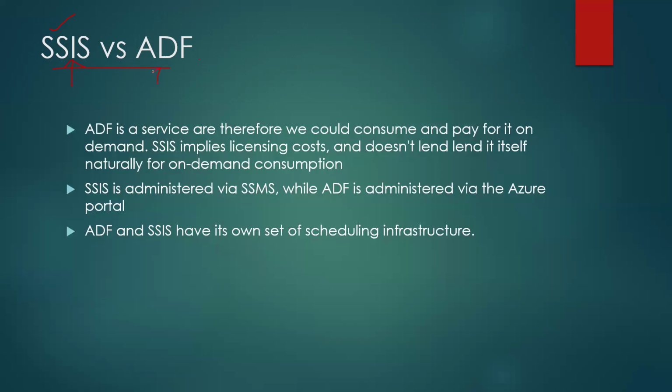ADF comes with pay as you go. You pay only for the duration you perform the compute or processing. But for SSIS, you first need to purchase the license. Of course, I'm talking with respect to the enterprise or organization level. First, the organization has to purchase the license, and then they can have ETL in place for their projects, right? But ADF is not like that. First you consume it and then pay for it. ADF is a service, therefore we consume and pay for it. Whereas with SSIS, first we need to purchase the license, and then you start working on the project.